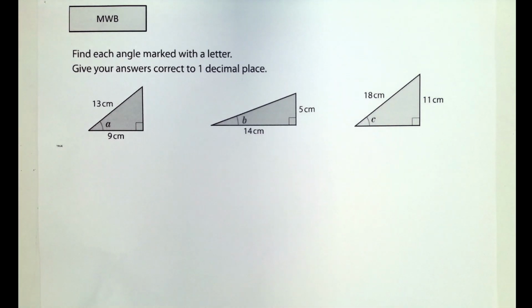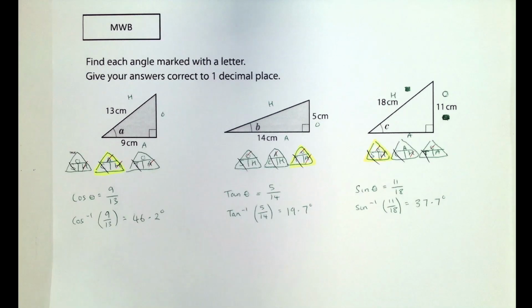If you would like to try some more questions before going on to the main task, have a go at these. Remember to give your answer to one decimal place. Pause the video. So here are your answers to all the questions: 46.2, 19.7 and 37.7. As you can see, in each question a different formula triangle was used because there were different values given in the question.